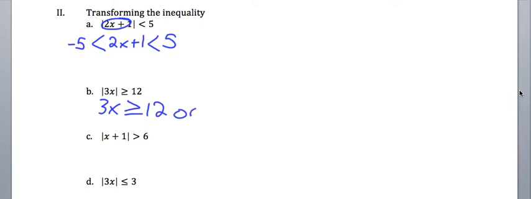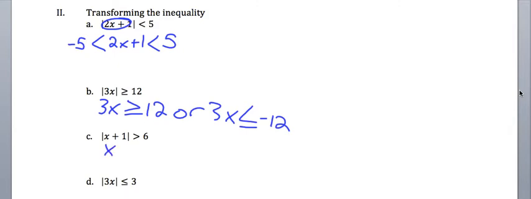Okay, so this one, 2x plus 1 is less than 5 and greater than negative 5. So whatever's in here has to be between 5 and negative 5. This next one's a greater than or equal to 12. So it's not a between, okay? Because if the absolute value has to be bigger, it's got to be everything but the stuff that's in between. So it's either greater than or equal to 12 or less than or equal to negative 12.